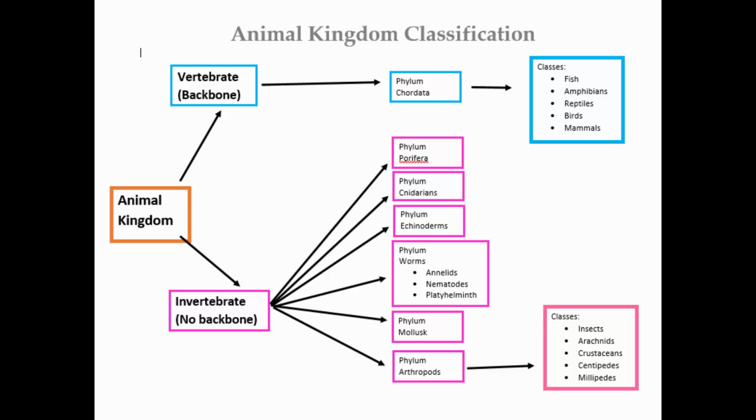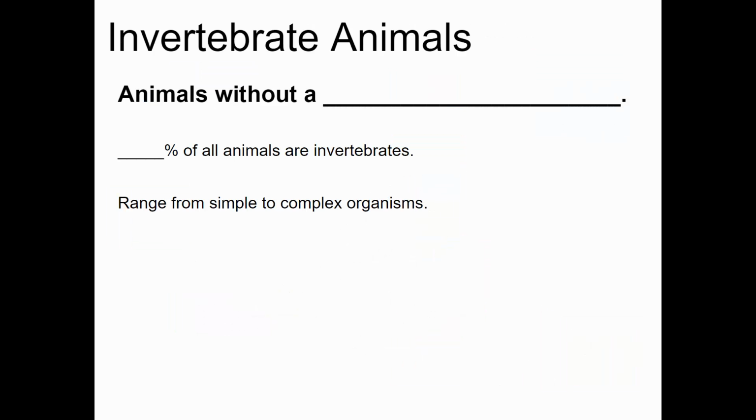It means cord, like spinal cord, because they have a spinal cord. Within the phylum Chordata are the groups of vertebrates that we're probably familiar with: fish, amphibians, reptiles, birds, mammals. We can go into more detail. For arthropods, we'll talk briefly about some of the classes: insects, arachnids, crustaceans, centipedes, millipedes. Those are the classes of arthropods that we'll refer to.